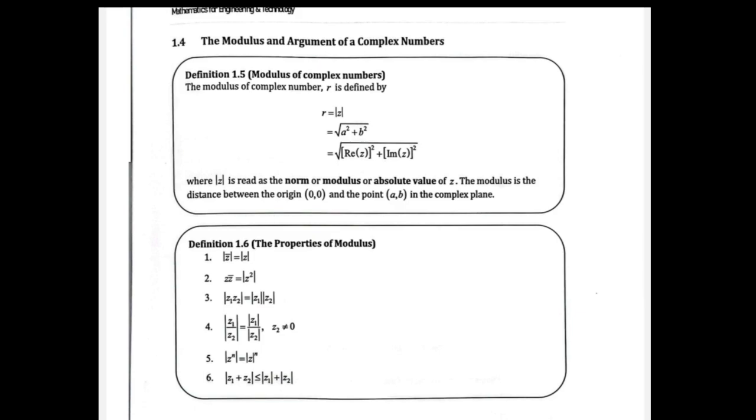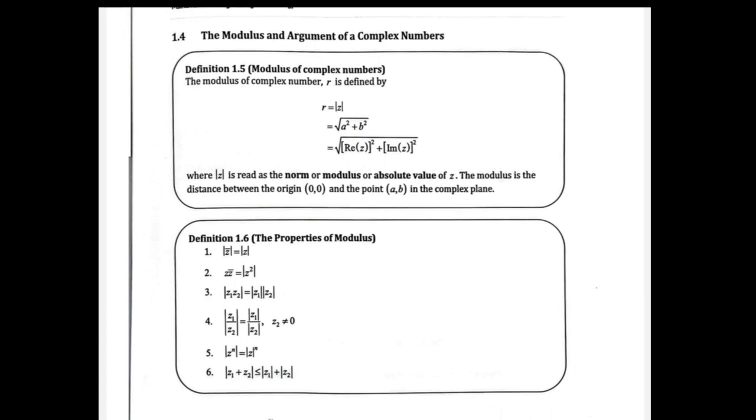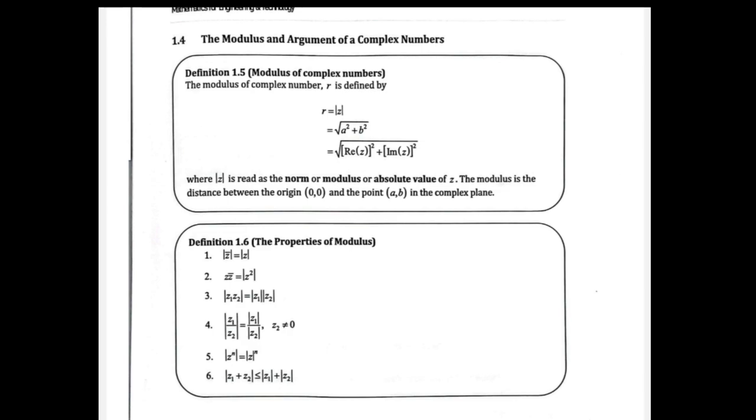Two very important concepts that describe the size and direction of a complex number on the Argand plane. Previously, we plotted complex numbers as points. Now, we'll describe how far those points are from the origin and at what angle they are located. Let's begin with definition 1.5.